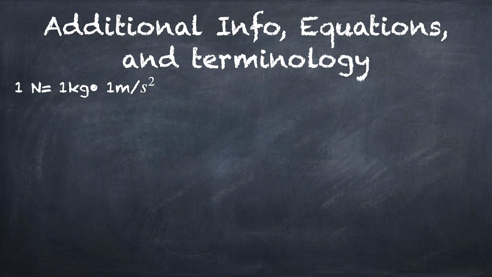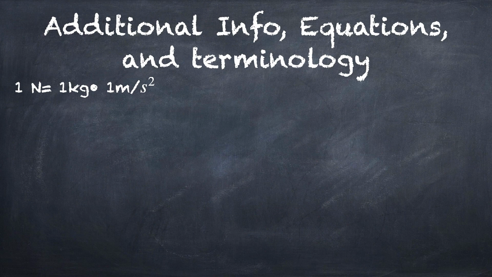Kg stands for kilograms, a unit used to measure mass. M stands for meters, and s squared stands for seconds squared. This text is saying that a newton is described as the force necessary to move 1 kilogram by 1 meter per second squared. If you don't know what that means, don't worry.